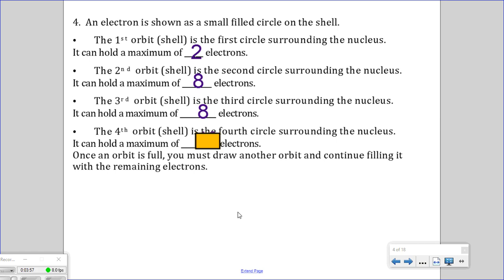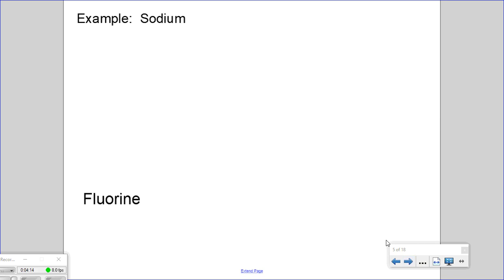And the fourth orbit or shell is the fourth circle surrounding the nucleus. It can hold a maximum of 18 electrons. In our case, we'll just be putting in 2 electrons. Once an orbit is full, you must draw another orbit and continue filling it with the remaining electrons. So let's draw a few examples here.